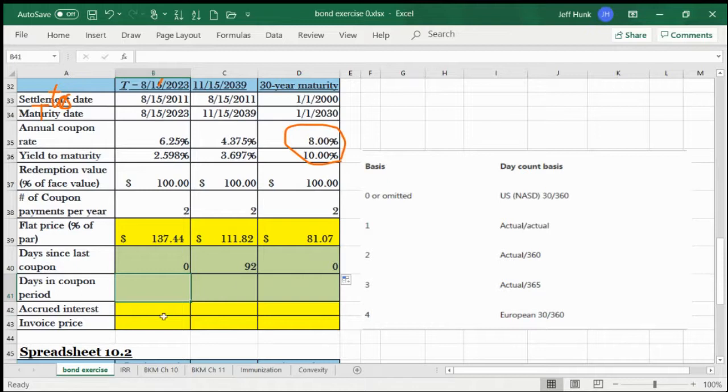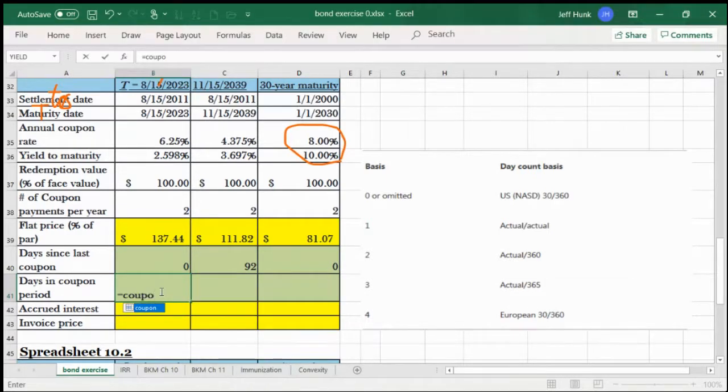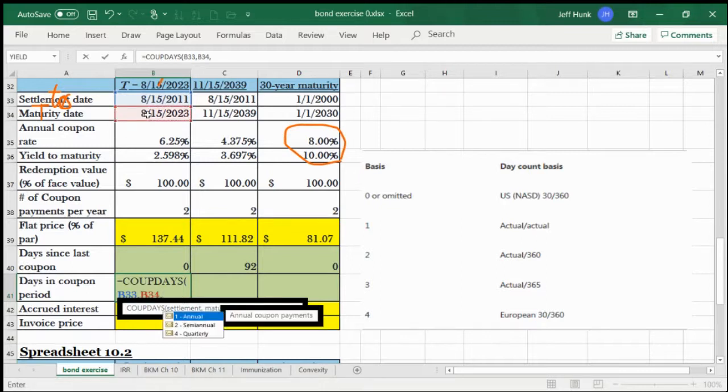It's just half year, like 184 days, or 182 days. We'll let Excel automatically determine it. Again, the command is coupon days, right? And then also give it what it's asking for, settlement, and then click in the maturity, right? Click it in.